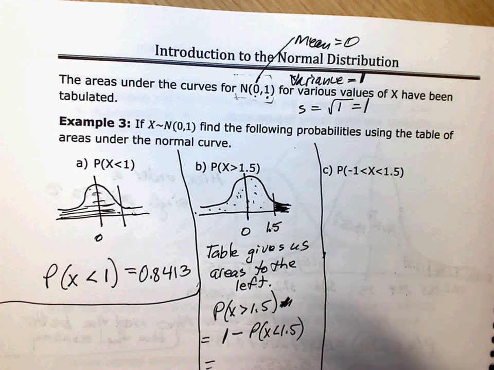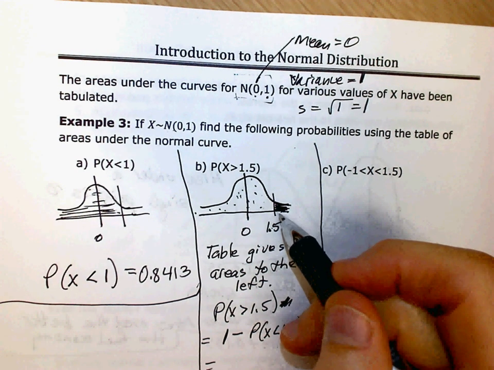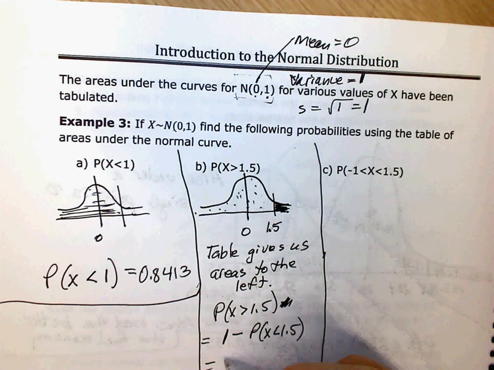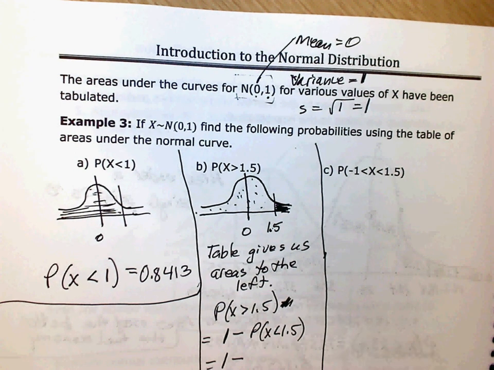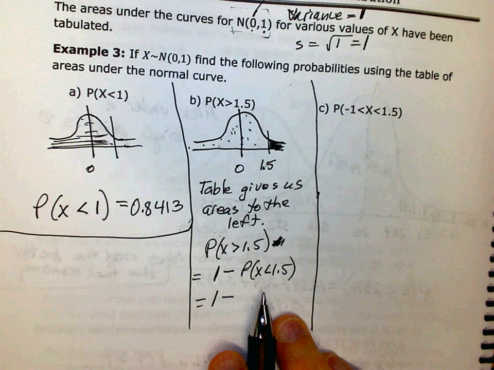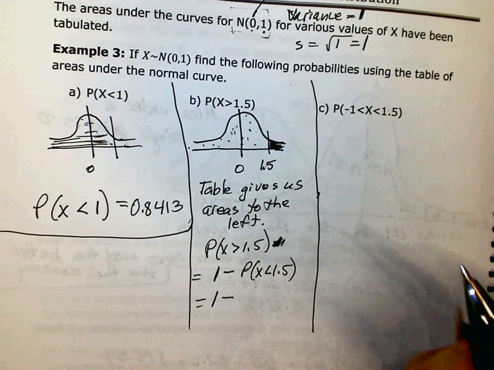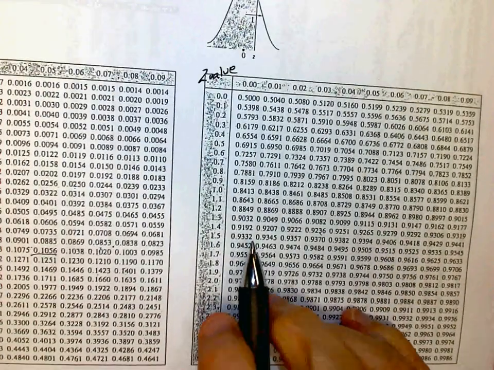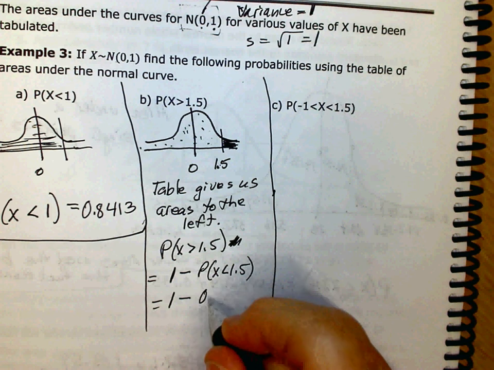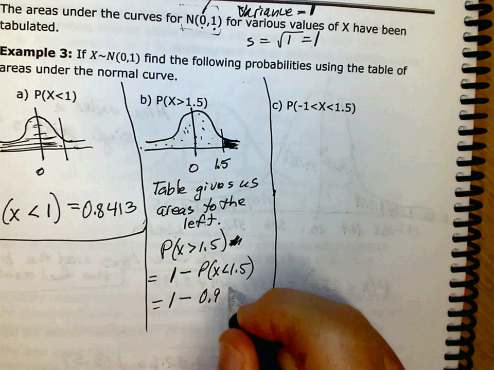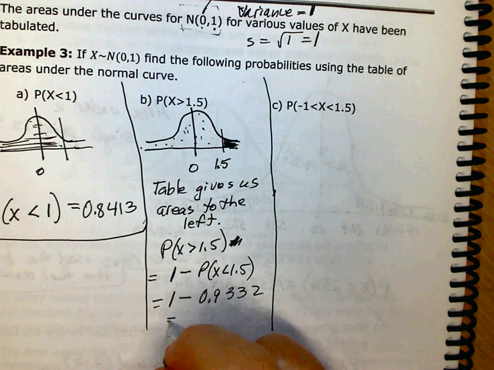So let's look up 1.5. What is the area to the left of 1.5? Can anyone tell me? Look at that. 1.5, sorry? Right, 0.9332. Thank you very much. So this is 1 minus 0.9332, and that's equal to 0.0668. Good?